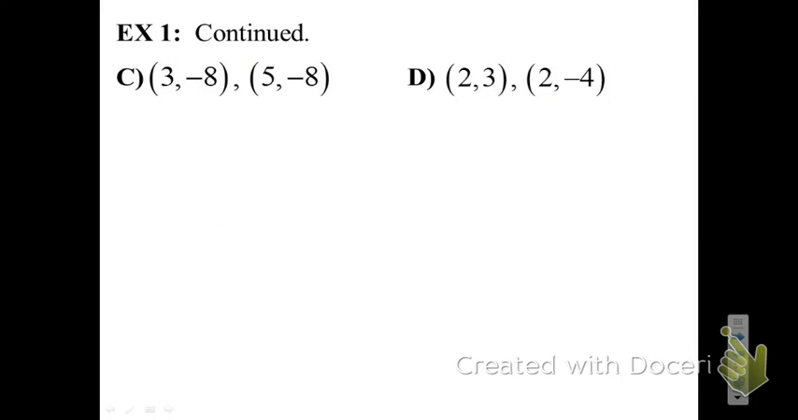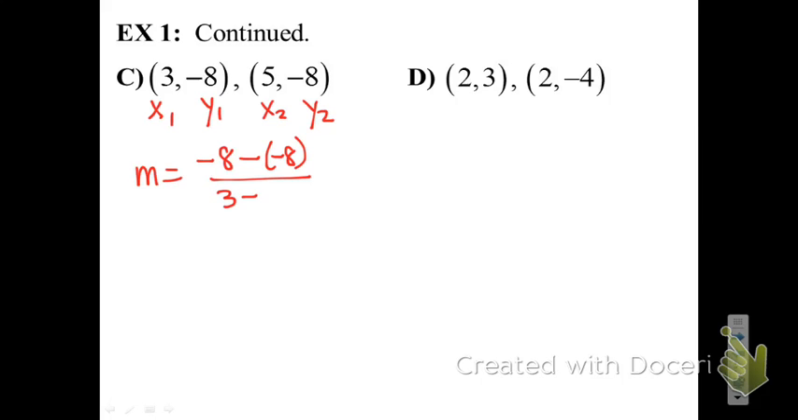Okay, we follow the same idea over here. We label them x sub 1, y sub 1, x sub 2, y sub 2, and I'll still stay with the y sub 1. So negative 8 minus y sub 2, a negative 8, all over x sub 1 minus x sub 2. And we notice here, when you have those two negatives together, it becomes positive. So negative 8 plus 8 is 0. 3 minus 5 is negative 2, and 0 divided by anything is 0. So we would say this has a 0 slope.